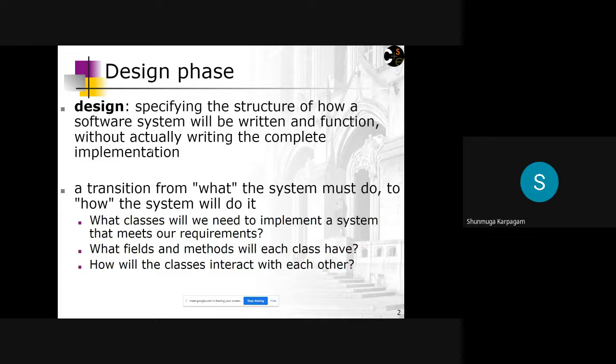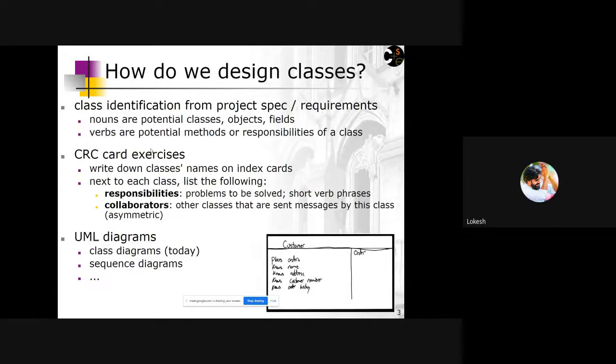So here we are going to think about how the system is going to do it, what classes we need, what attributes we need, and what methods should be involved in each and every class. All these things we are going to cover here.